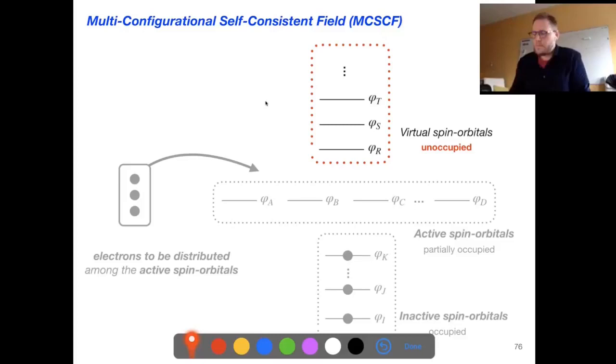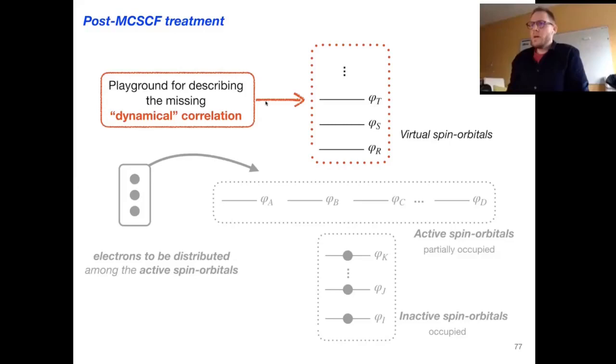So in fact, this is a perfect playground for describing the correlation that is missing. Now that you have done the CAS-SCF, you have an approximate, but better description of the system, better than Hartree-Fock, okay? Now what is missing are the fluctuations that Vincent was talking about. The correlation that is missing can be understood as a fluctuation, which means that it might be possible to describe it, for example, with perturbation theory. This missing part of the correlation is referred to as dynamical correlation in the quantum chemistry language.